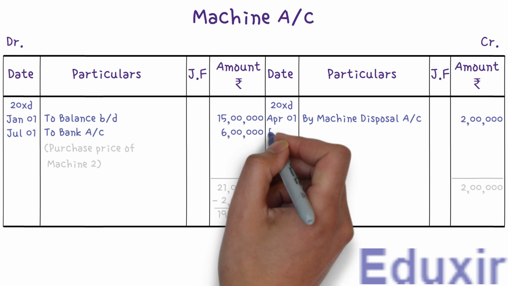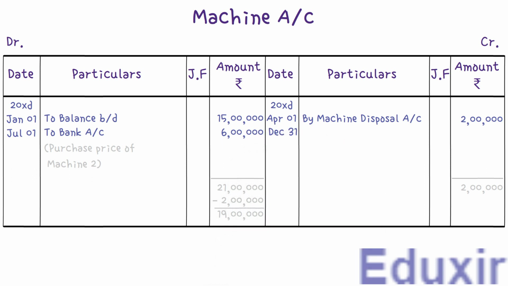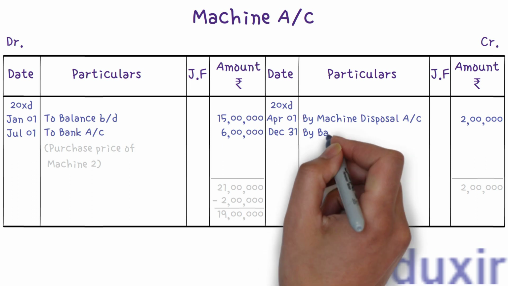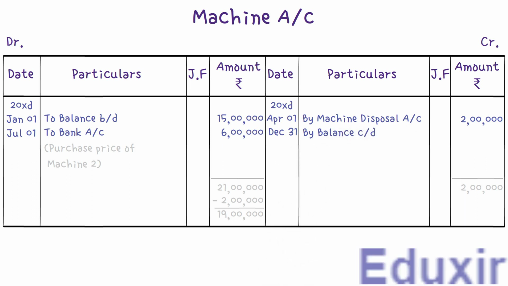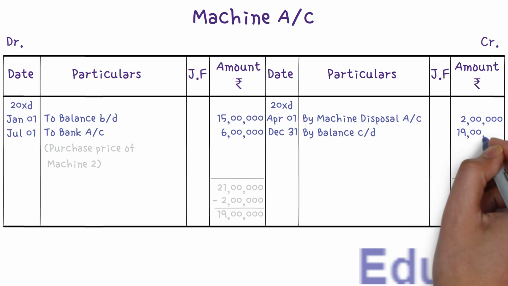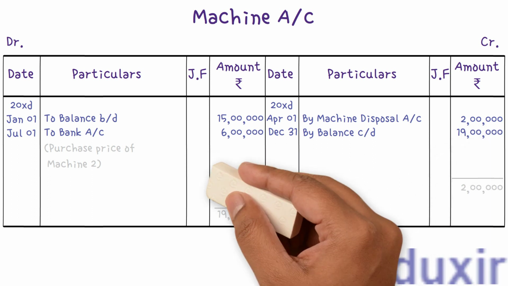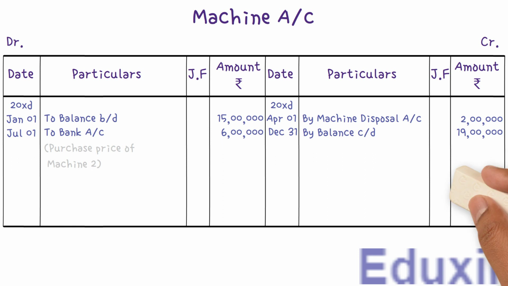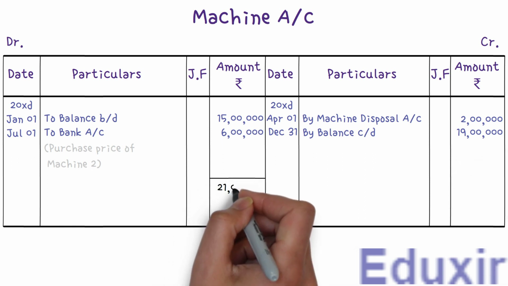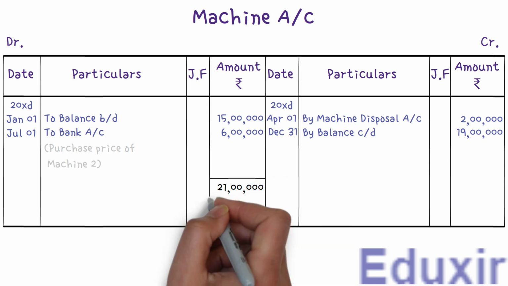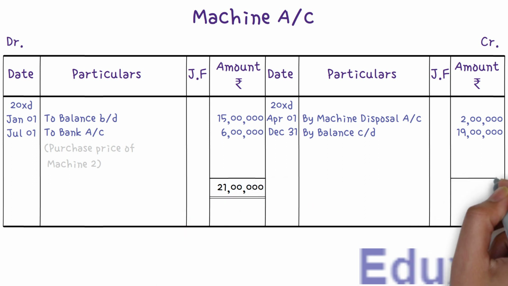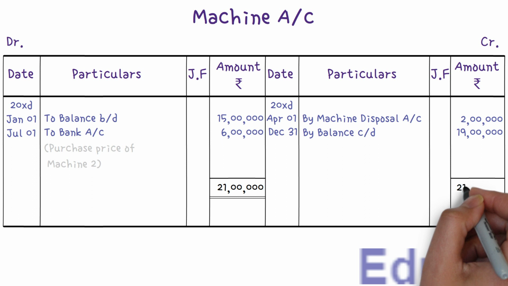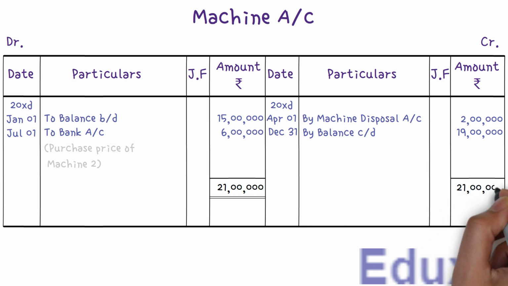So let's first write the date. Let's then write balance carried down into the particulars column. Let's then write the debit balance amount of 19 lakh rupees into the amount column on the credit side. Now the total on the debit side of the machine account is 21 lakh rupees. And the total on the credit side of the machine account is 21 lakh rupees. So now the machine account is balanced.